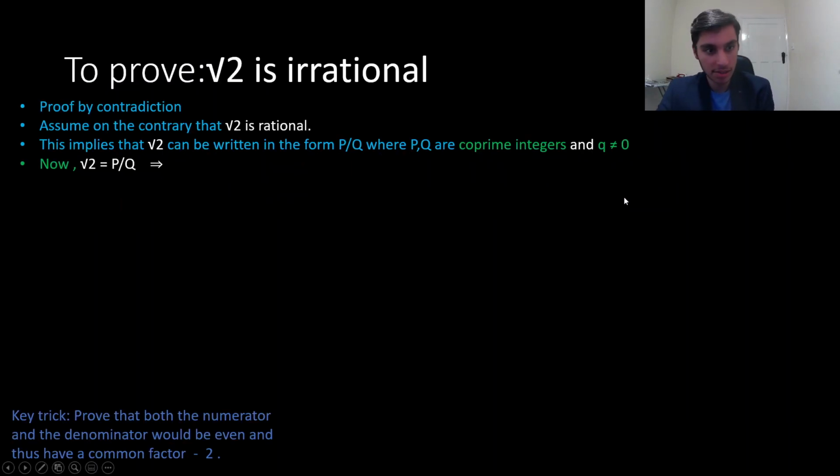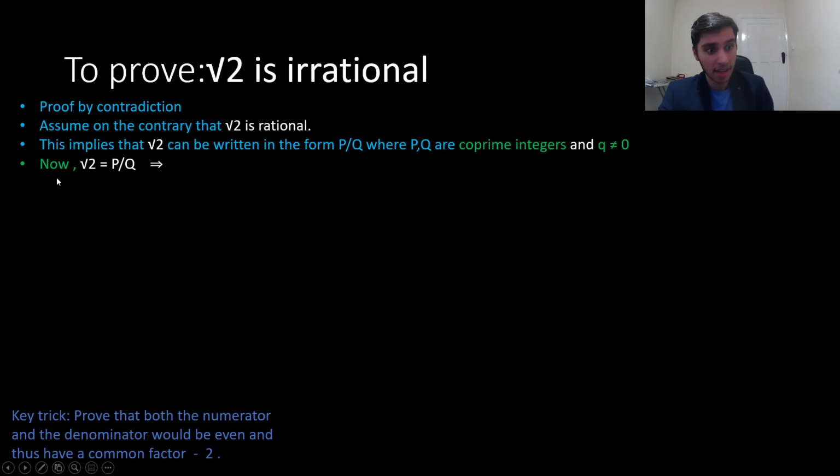That's it. So let's move on to the proof. We'll prove this by contradiction, hence assume on the contrary that root 2 is rational. This implies that root 2 can be written in the form p over q, where p and q are co-prime integers and q is not equal to 0. The q is not equal to 0 part is by the definition of rational number, and we have inserted the part of co-prime integers by ourselves. The definition of rational numbers does not state the co-prime integers part, but we need this for this proof.